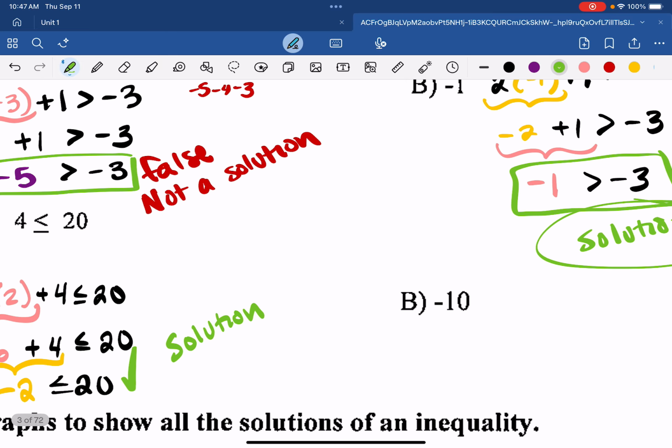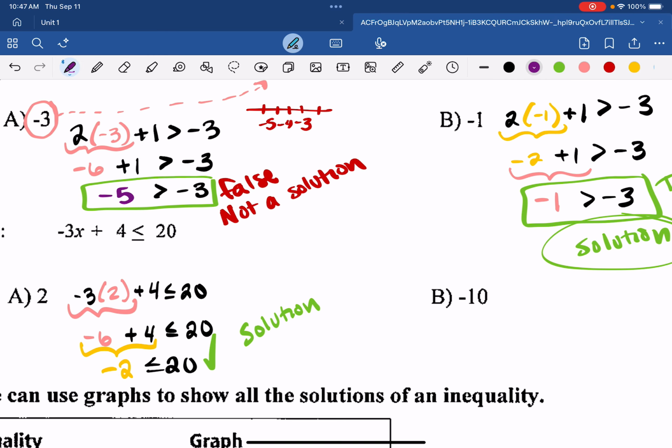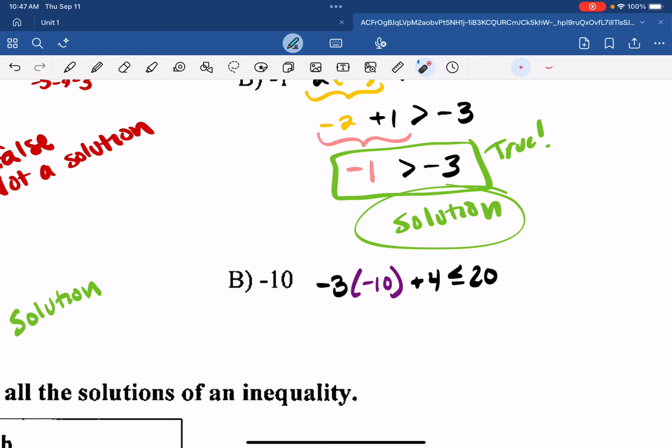All right, let's go over here to B. So for B, I plug in my -10 for my x. Bring the rest of my problem down. Notice everything matches except for my x. It's all the same. I just took my -10 and replaced it in for x. Now I'm going to simplify. So -3 times -10 is 30.